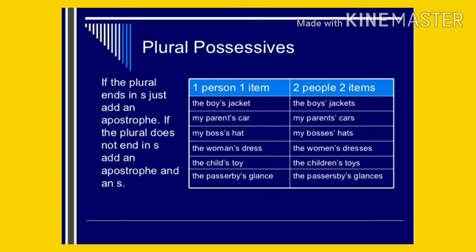Here we have seen the two differences between them. If we want to make the plural possessive form when the word does not end with s, in that case you have to put an apostrophe then s. If we want to change the plural possessive form of a regular noun which ends with s, in that case there is no additional s to be added to the word. Only an apostrophe, which is highlighted in the two people, two items chart.